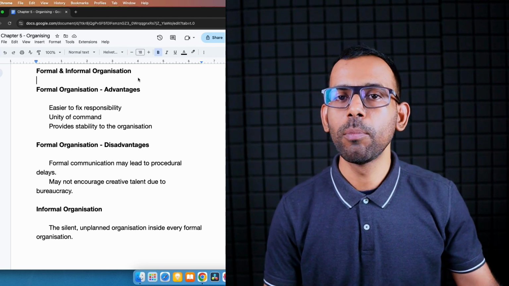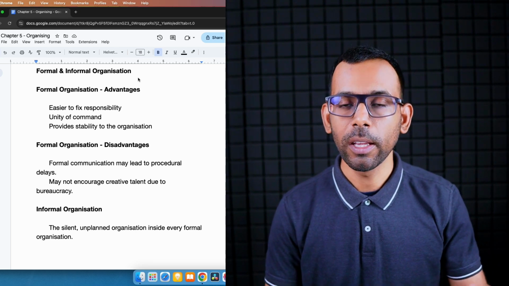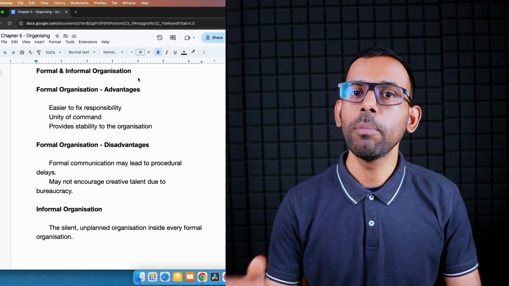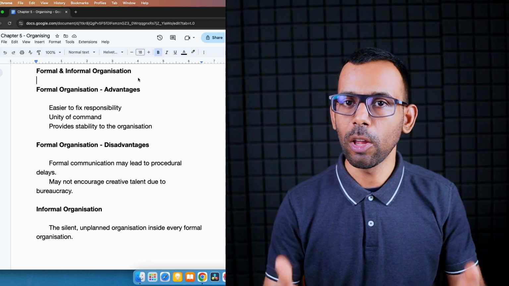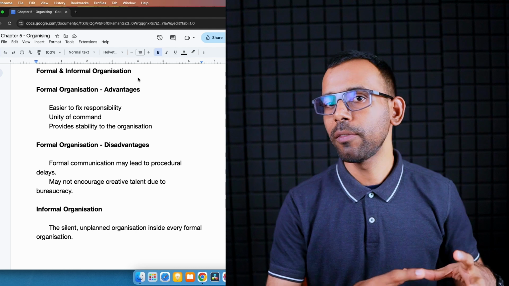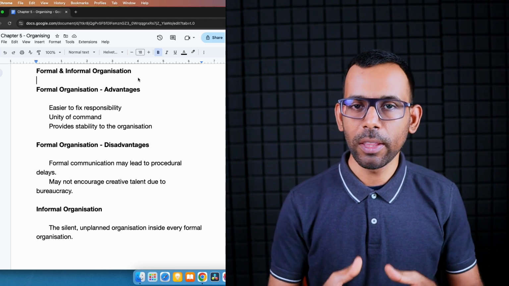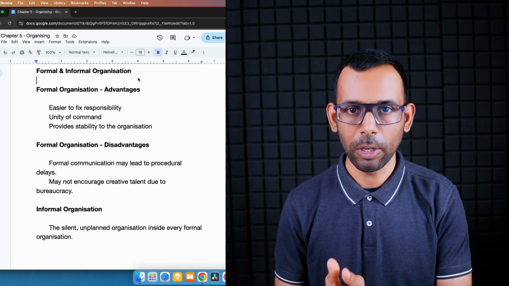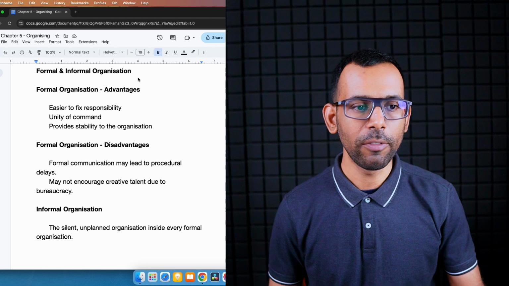There was a deliberate blueprint that was drawn, and the roles were very specifically, carefully created, and then the people would be filled on those roles. So this is an official formal organization. Whatever we have been seeing so far, importance, advantages, disadvantages, everything will apply for this particular subtopic as well. So that is formal organization, the actual organization that we have been studying so far.